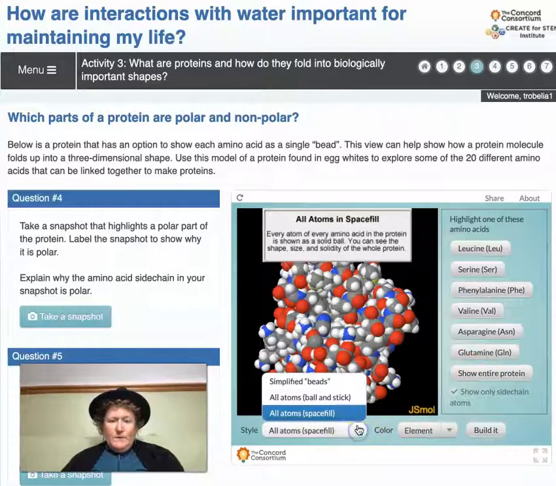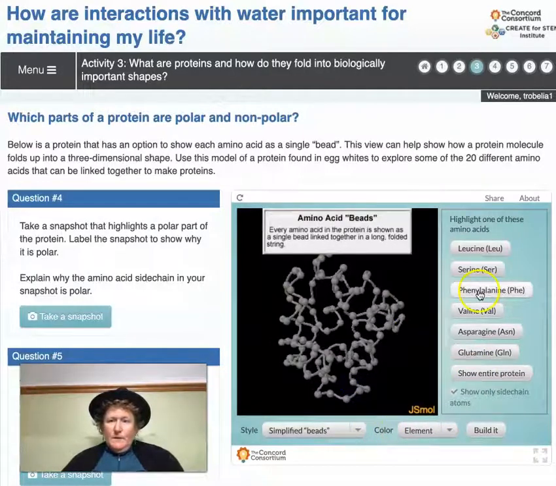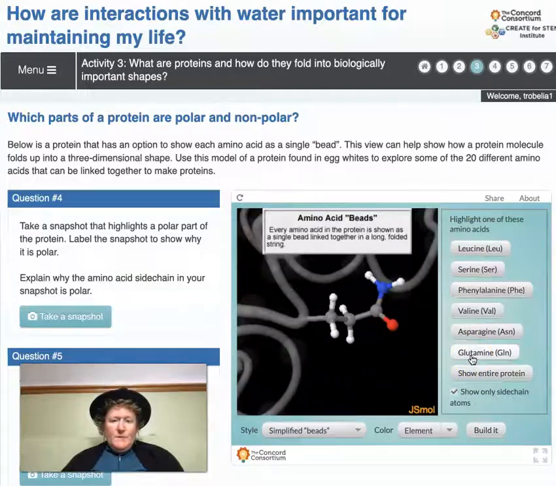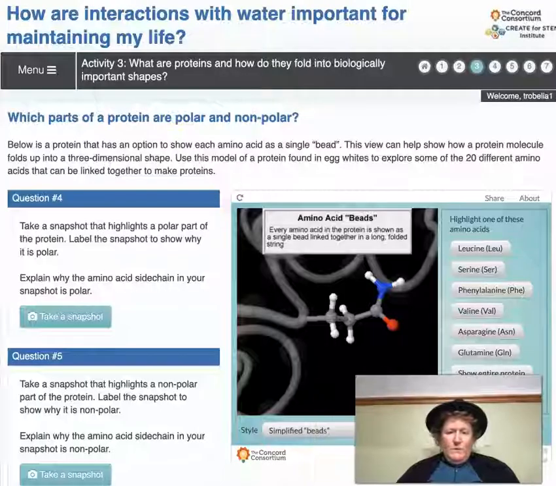We can go back to our simplified beads, and I don't think we can unclick that. All right. And we can zoom in on some of these proteins. Now let's do what we need to do here.